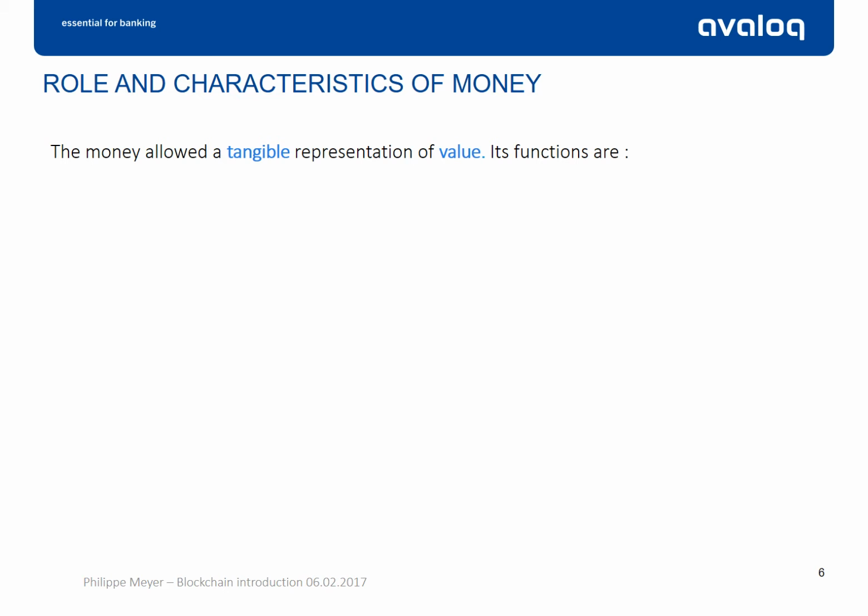Money represents physically the virtual value of the goods. It gives a tangible sense of the worth. Money has a certain number of functions.